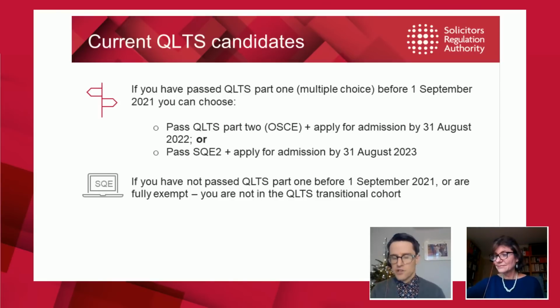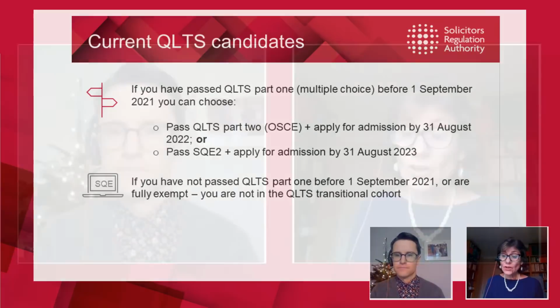And if you haven't started the QLTS, or you don't meet those deadlines that we just discussed there, and I know there's quite a few there, how will qualified lawyers qualify in the future? So if you are not intending to, or don't fall into the transitional cohort for the QLTS, then you can qualify as an English solicitor through the SQE. And so all foreign lawyers can attempt the SQE.